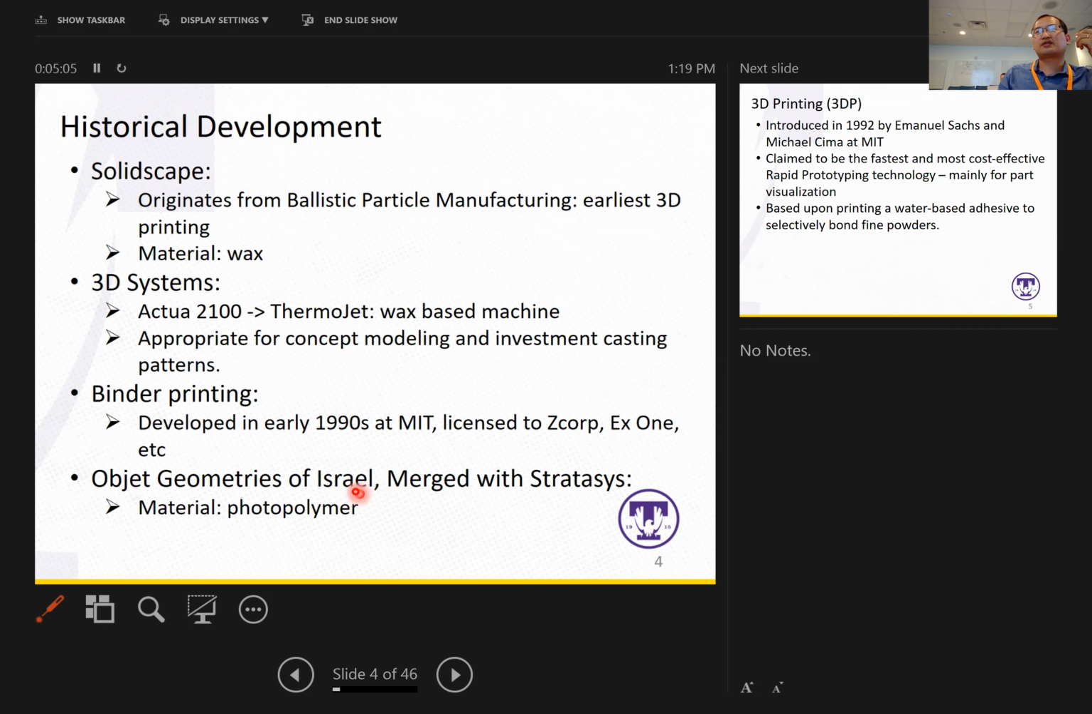Also, there is another company, Objet Geometries, which initially started up in Israel and then got acquired by Stratasys. They use photopolymer as the building material. All of these methods are based on a very simple concept. That is, you use your building material and some binding agent to put things together, right?